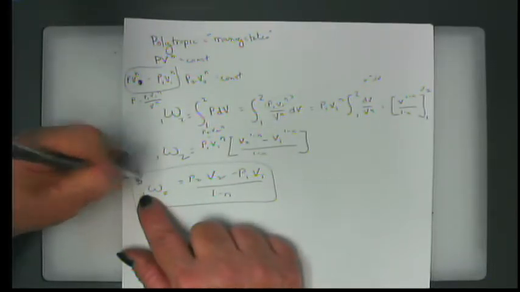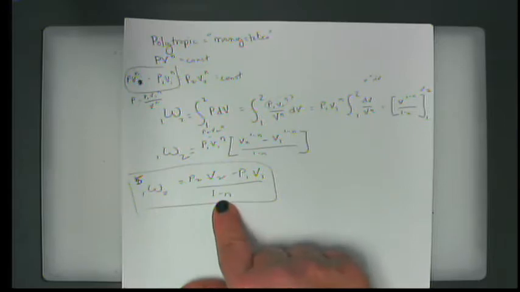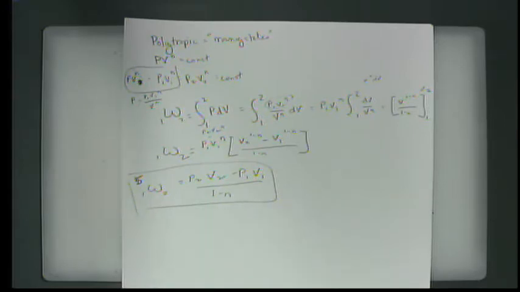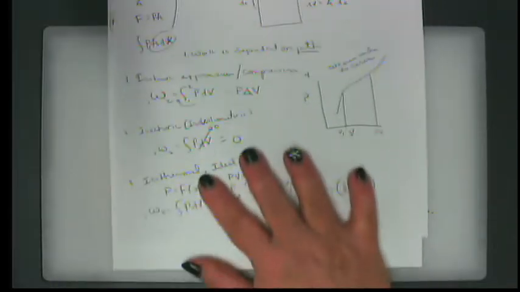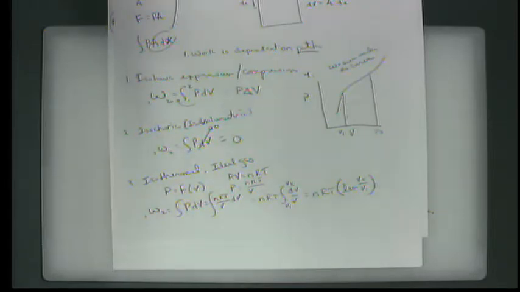And then for a polytropic process, we have work is equal to P2V2 minus P1V1, all divided by 1 minus N. So we have 5 forms of work depending on the relationship between P and V. Yeah, of course. How's that? All right. So at this point, do you guys have any questions?